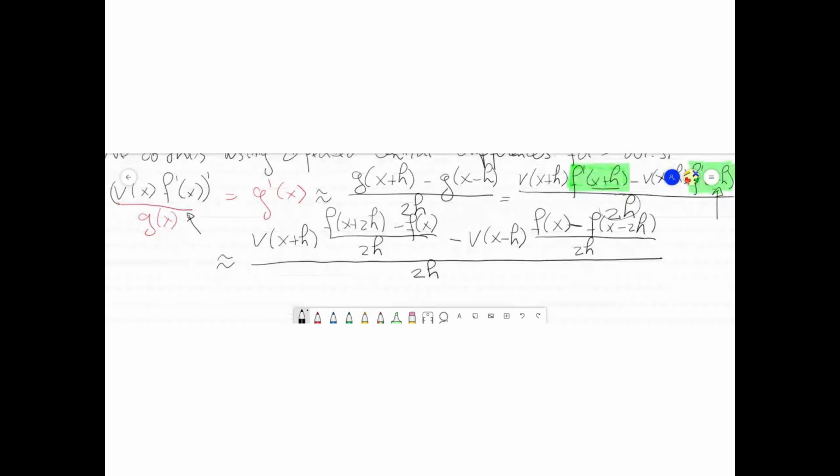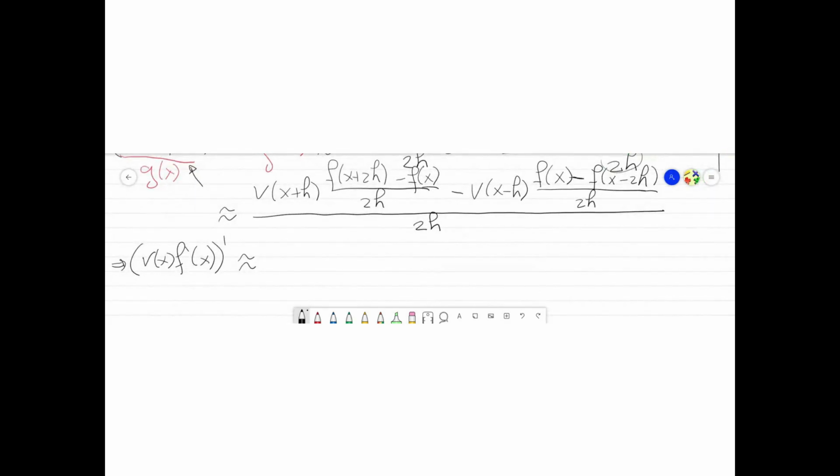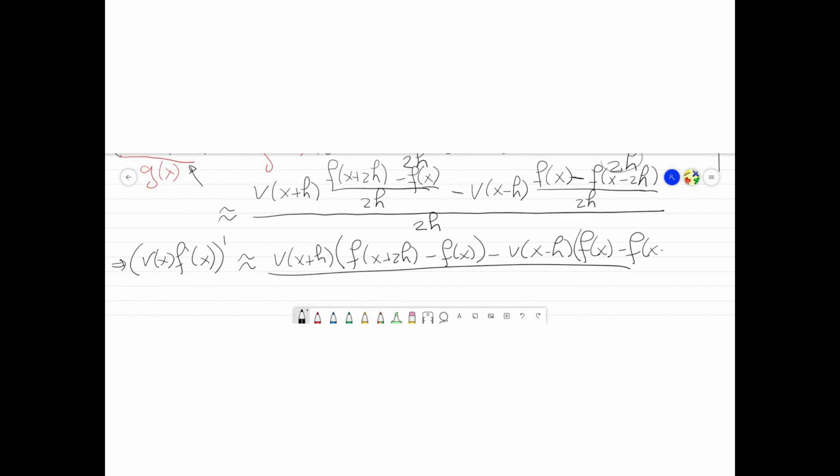Okay, so let's simplify this a little bit. So we have that v at x times f prime of x, and then taking derivative, is approximated by one fraction: v at x plus h times f at x plus 2h minus f at x, minus v at x minus h times f of x minus f at x minus 2h, like this. And then I have this 2h divided by this 2h and this 2h divided by this 2h. So I can divide by 4h squared.